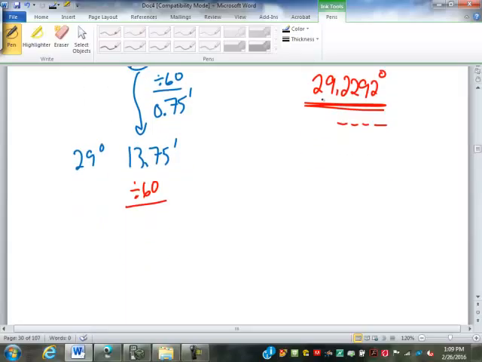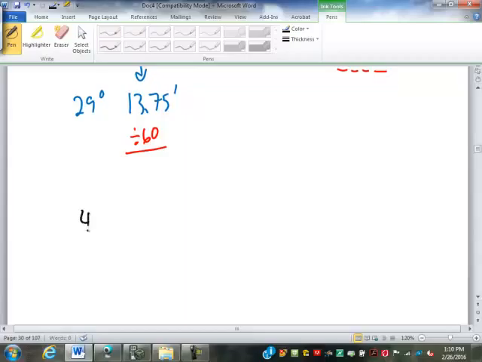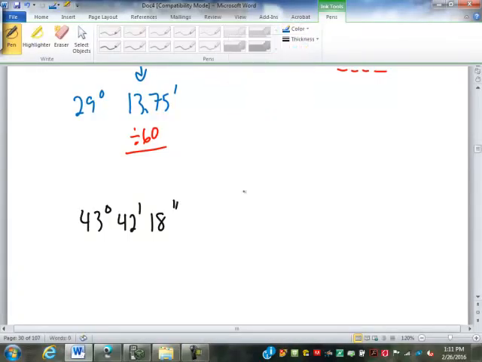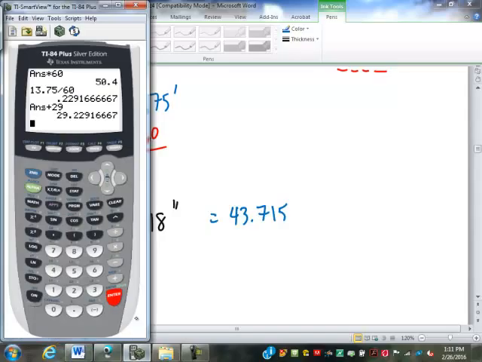Let's have you guys try one. 43 degrees, 42 minutes and 18 seconds. Convert that into degrees, minutes, and seconds for me. Convert it to decimal degrees, actually. Sorry. What'd you come up with? 43.715. Let's take a look.